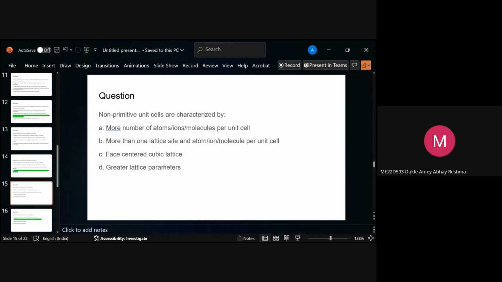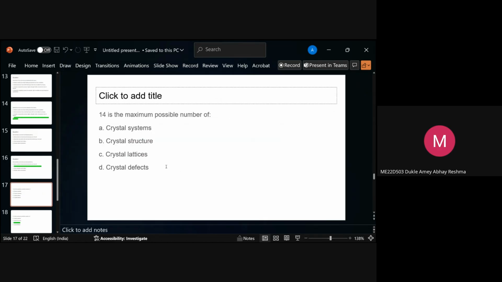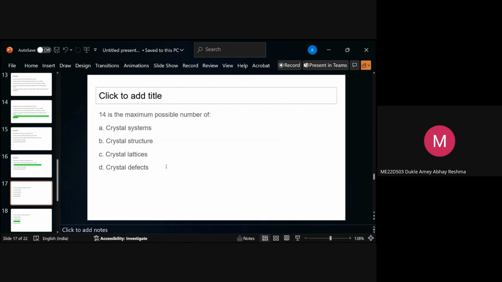The next question: non-primitive unit cells are characterized by more number of atoms, ions, molecules per unit cell; more than one lattice site; face-centered cubic lattices; greater lattice parameters. So the answer is more than one lattice site with atoms, ions, molecules per unit cell. The next question: 14 is the maximum possible number of crystal systems, crystal structures, crystal lattices, or crystal defects. The answer is crystal lattices. The maximum number of crystal lattices that can theoretically be possible is 14.